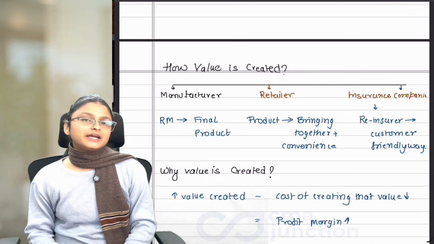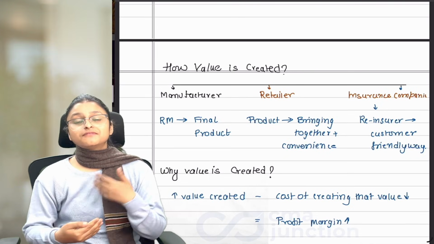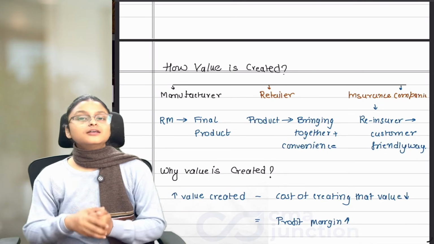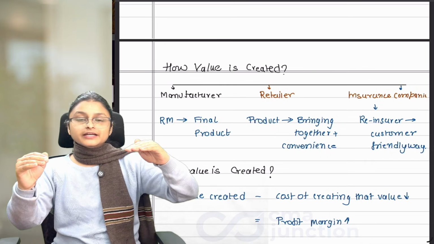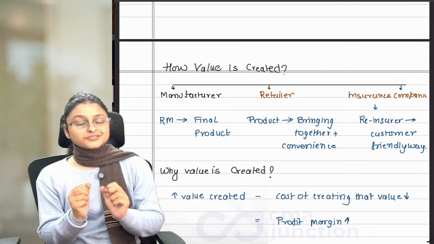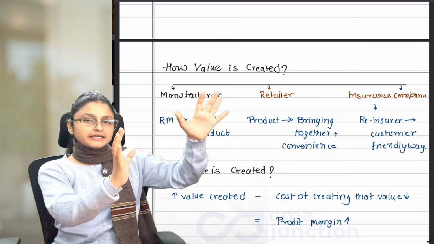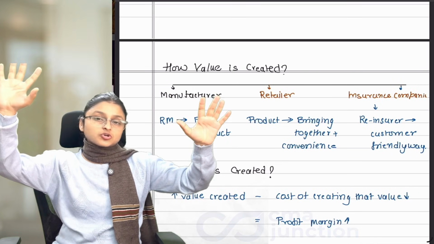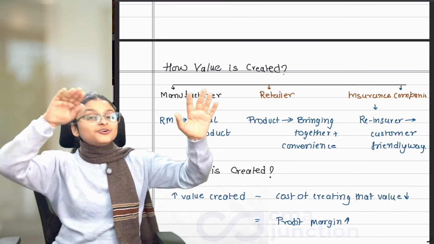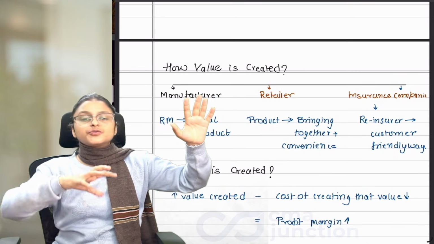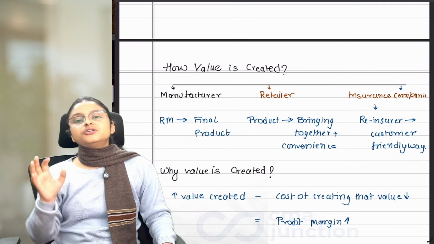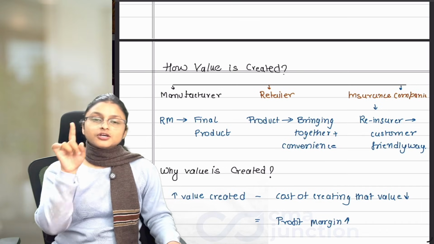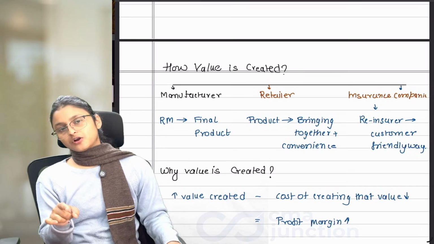Now why is value created? Why are we talking about value and why is value creation important? When value is created, we earn profit margin. So if value created is higher, then profit margin is also higher. But for that, your cost of creating that value should be lesser. Then only you will be able to earn higher profit margins. So value is created to earn profit margins.